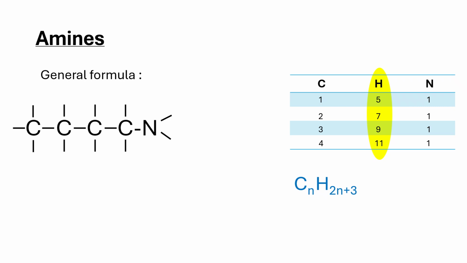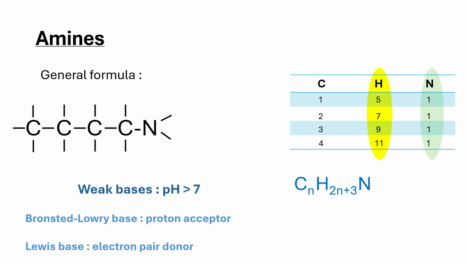So there's no need to memorize the general formula. You can just create a table yourself and use the sequence skill to figure out the general formula or pattern. Nitrogen doesn't change, so you just stick with 1 nitrogen in our general formula. And one critical thing you have to remember is that amines are all weak bases.